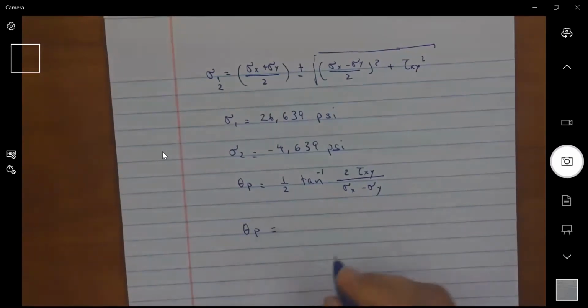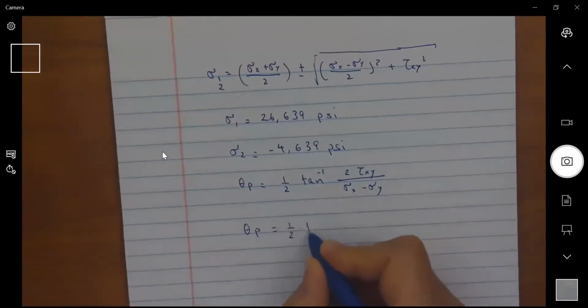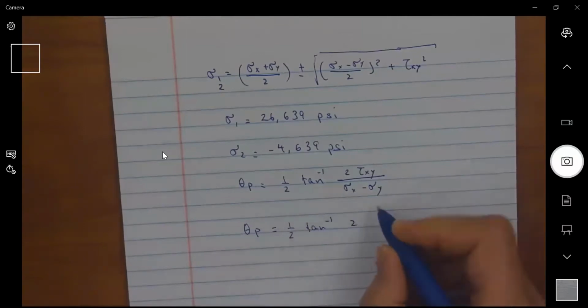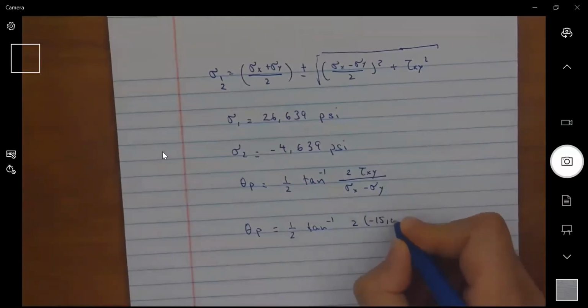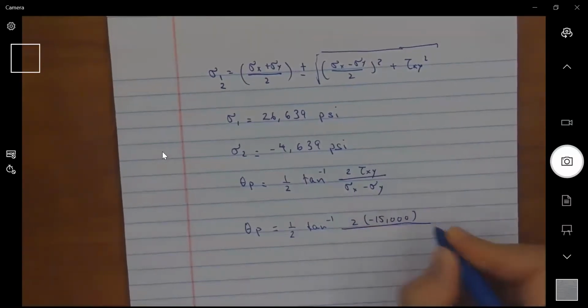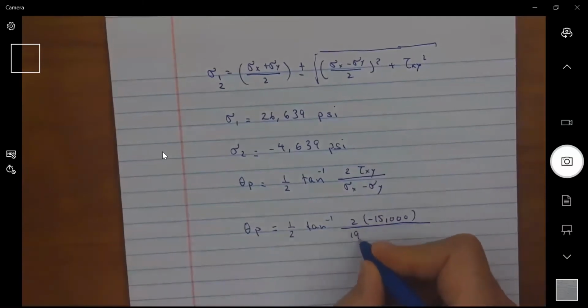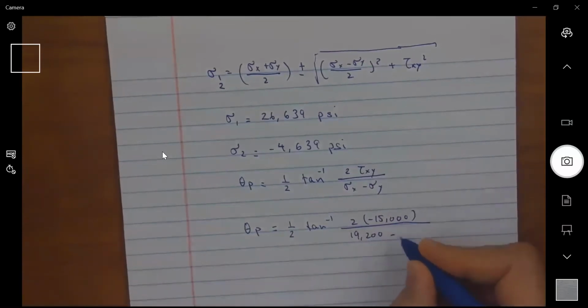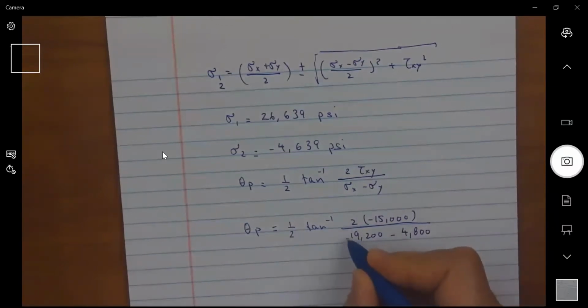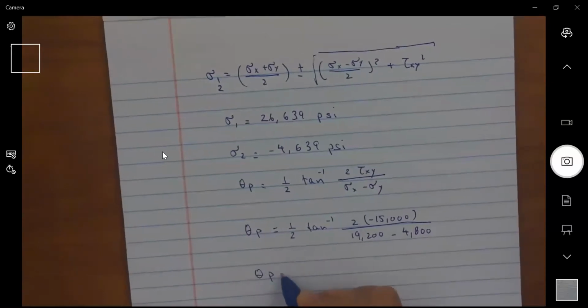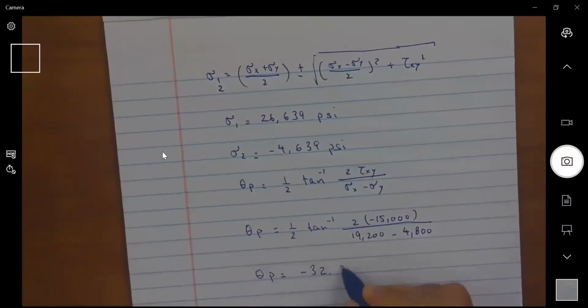So theta p would be 1/2 inverse tan of 2 tau xy, which we found to be minus 15,000, divided by sigma x, which is 19,200, minus sigma y. And we found sigma y to be 4,800. So theta p is equal to minus 32.2 degrees.